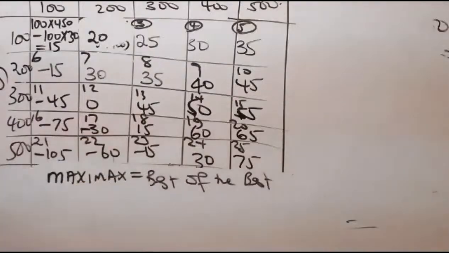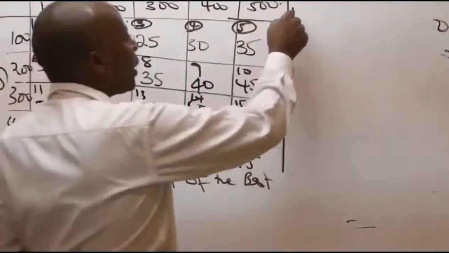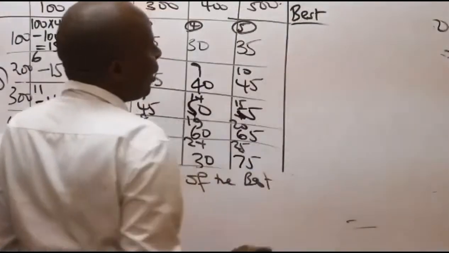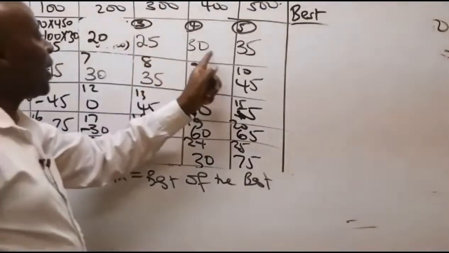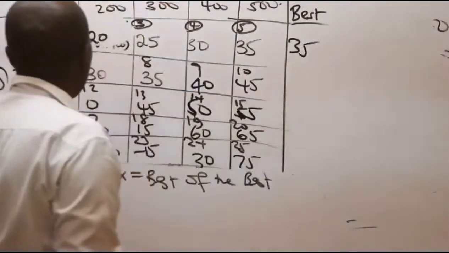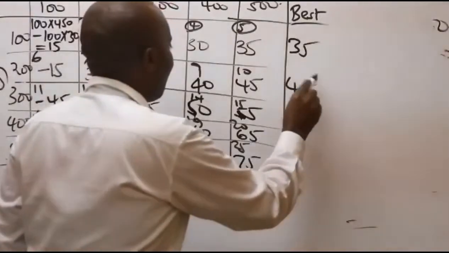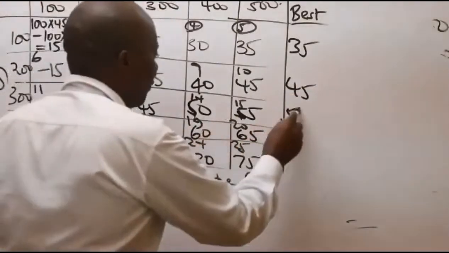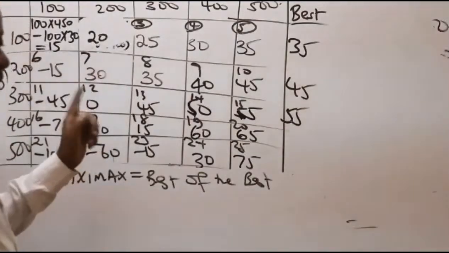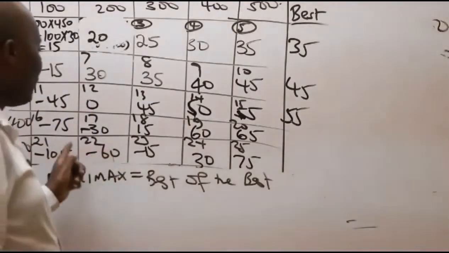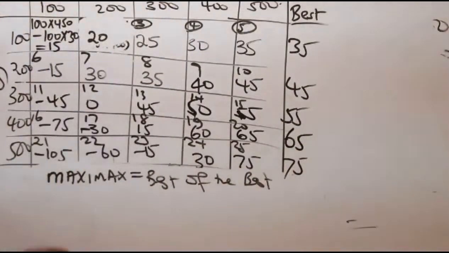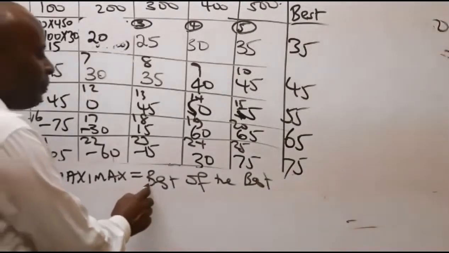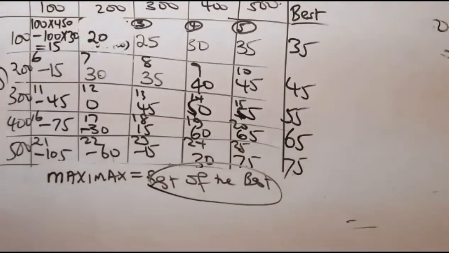Maximum of maximums. And what I'm supposed to do is to come and create a column here for best. So the very best profit here is always the highest. For this particular supply, the very highest profit is 35. For the second one, the very highest is 45. For the third one, the very highest is 55. I'm only picking the best for each scenario, for each supply, for each alternative. The very best is 65, and then now we have 75. All those are best scenarios, but remember, they want me to give them best of the best.